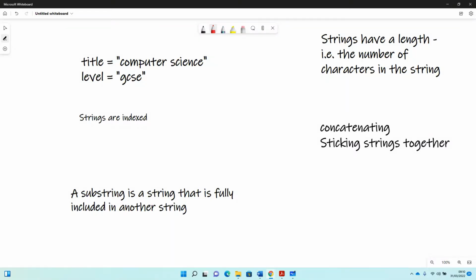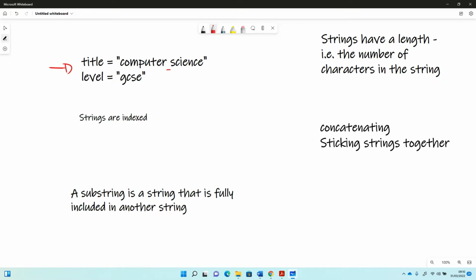Well, these questions were from a Paper 1, and they're talking about variables that are strings. So we've got two variables here. We've got title, which is the string "computer science", and we've got another variable which is level, which is taking the value of GCSE. So they're going to get you to manipulate these and think about them a little. The way that this was done in the paper was some answers to multiple choice questions. So they gave you some choices.